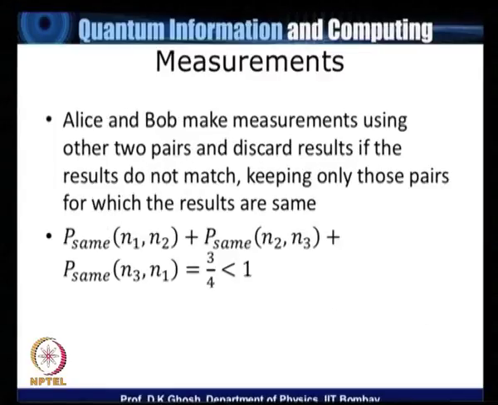Now with this, we conclude that if she only concentrates on the probabilities of having the same result when she does measurements along n1 n2, n2 n3 or n1 n3, and sums up the probabilities for the same result, the total must be equal to 3/4, which is less than 1.